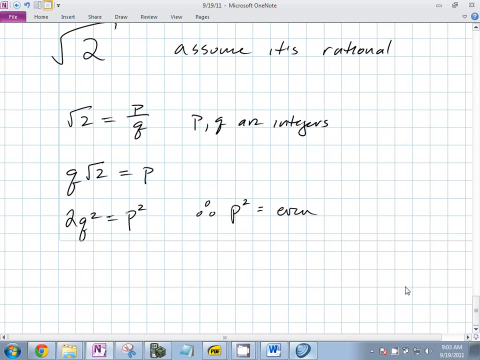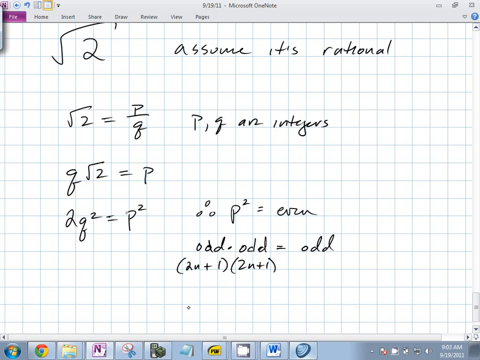What's an odd times an odd? Even. Really? It's an odd. 2n plus 1 times 2n plus 1. That would be an odd times an odd. If you multiply that out, what do you get? You get 4n squared plus 4n plus 1. This is even, and what does that plus 1 make it? Odd. So there's your proof. Okay, so an odd times an odd is an odd.